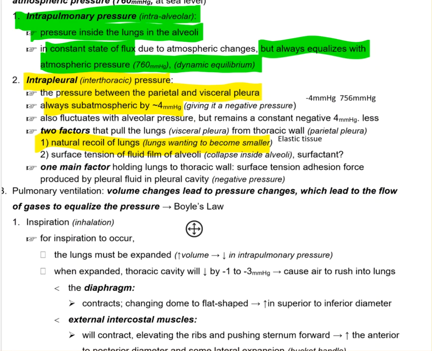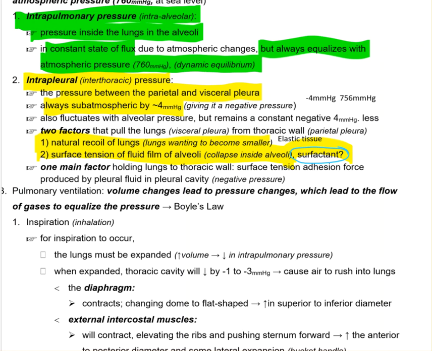The other thing is what we were talking about, that surface tension inside the alveoli. The fluid that's there, that we like being there because it helps us diffuse gases better, makes the alveoli want to collapse. And if the alveoli collapse, then of course the lungs would get smaller. But remember, we have our surfactant, and the surfactant helps prevent this.